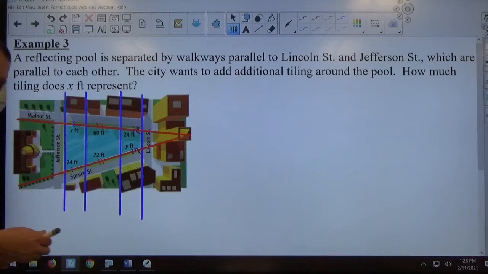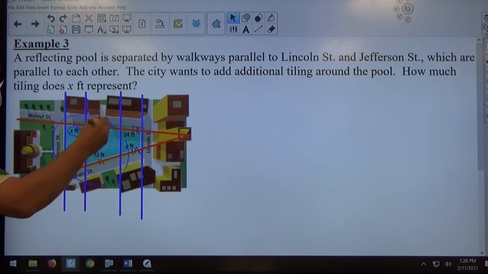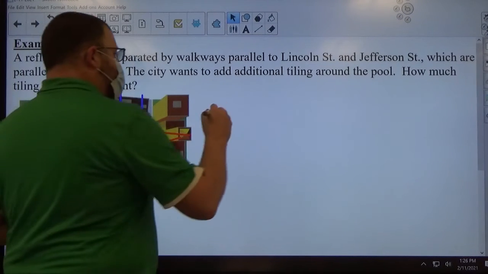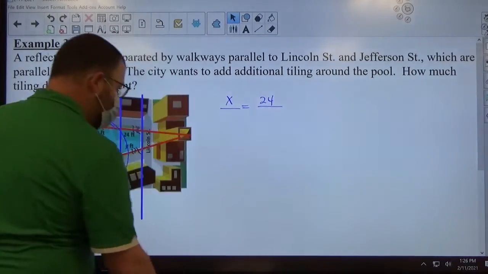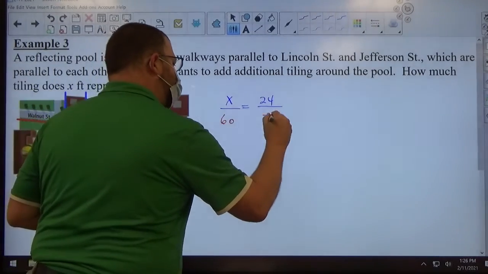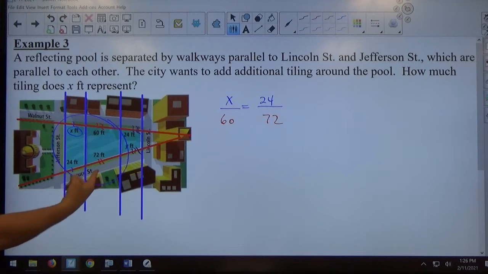All right, so with that in mind, it says the city wants to add additional tiling around the pool. How much tiling does X feet represent? So they're trying to find X here, which is right here. And I know in this part of the picture all the numbers except for X, so that's enough information to figure out X. X and 24 go together. 60 and 72 go together. X and 60 are on the same transversal. 24 and 72 are on the same transversal.